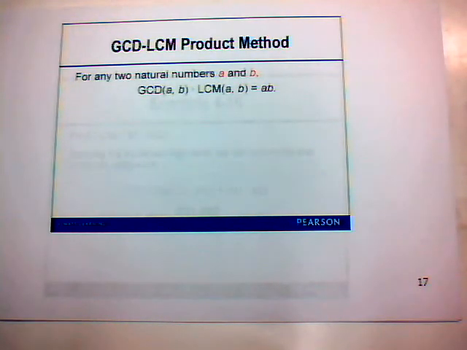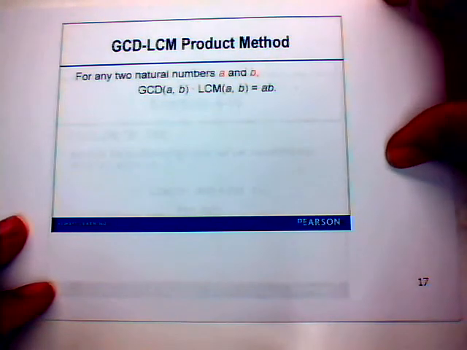And then we have the GCD LCM product method. For any two natural numbers, a and b, the GCD of a and b times the LCM of a and b will be equal to a times b.